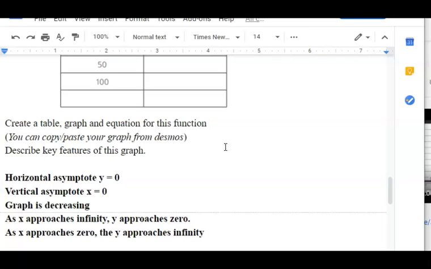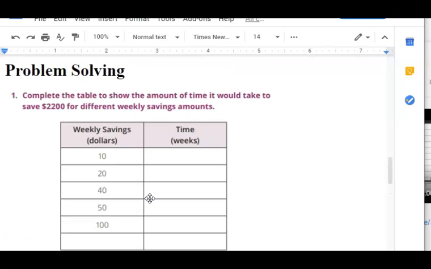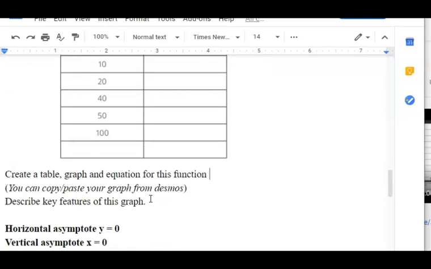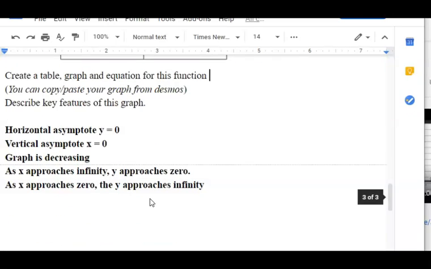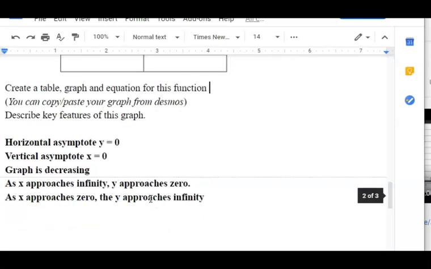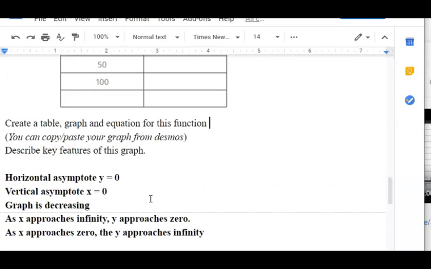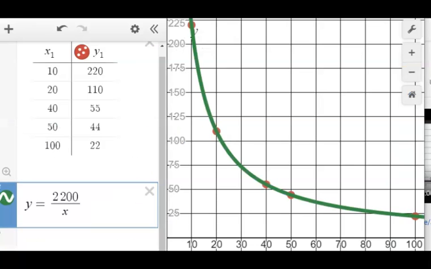And the other way works too. Your x can never equal 0 because if you have 0 weeks, yeah, I guess you could have 0 weeks and start with 2,200, but in this scenario, it won't touch the y-axis. It'll go up forever because you could do 0.0001 weeks. And so it could keep going past 2,200. The graph is decreasing, as you can tell from left to right.